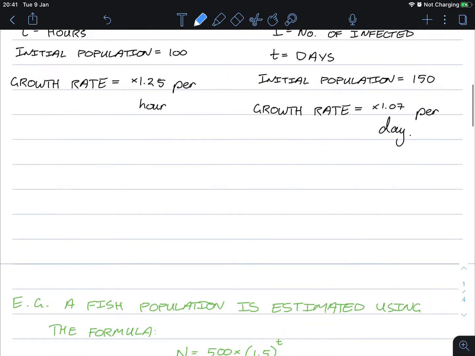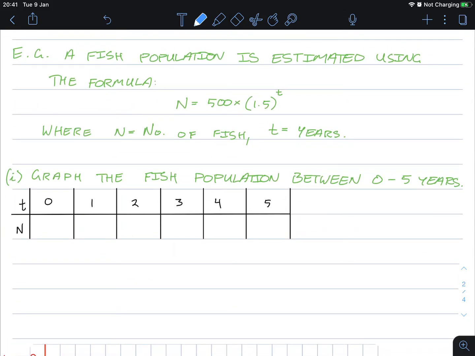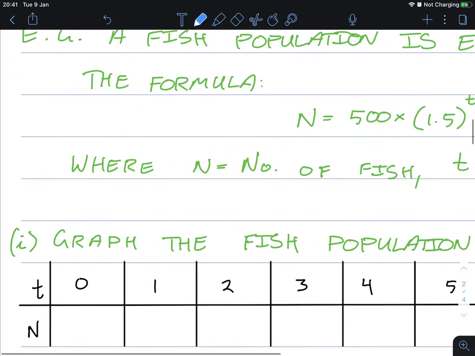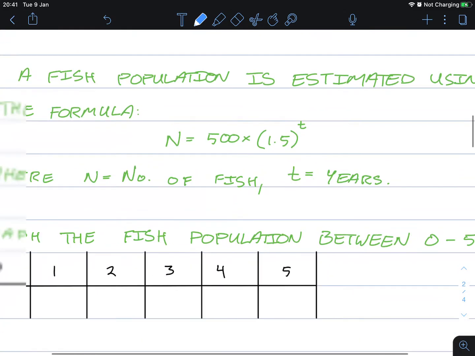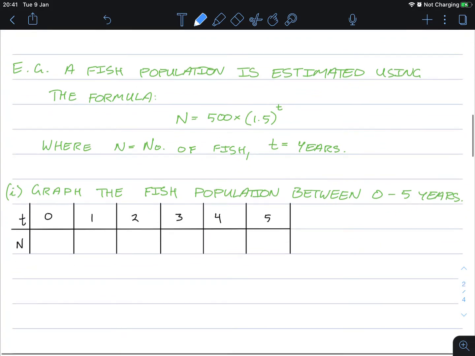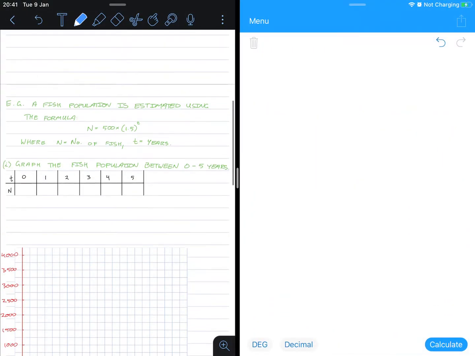So let's get to a numerical example here. A fish population is estimated using the formula. Here we are. Where N is the number of fish and T is measured in years. Graph the fish population between 0 and 5 years. So for this, we're going to need a calculator. Let's work alongside here.